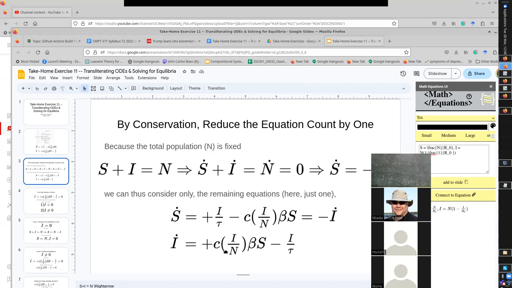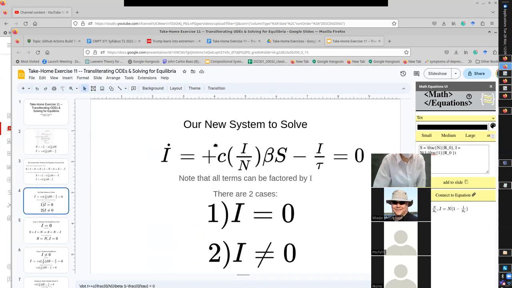So given this, all we really have to do is solve one thing. Say solve for I, and S dot you can calculate from I. Tony did it in the first place, either way. But suppose we want to solve for I dot equals zero. What can we do? As Ardalan said, we can divide by I. But if we're going to divide by I, we have to be careful. What could go wrong if we divide by I?